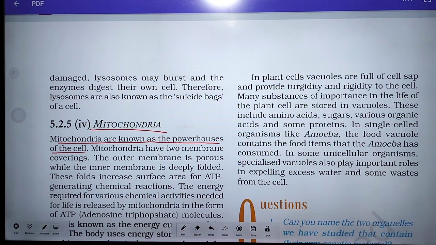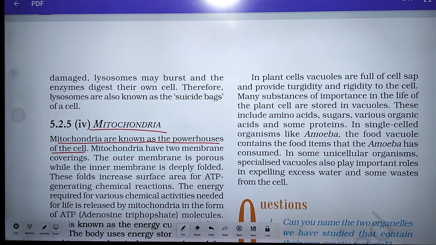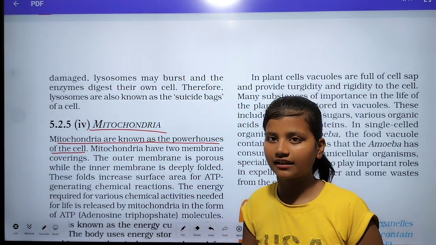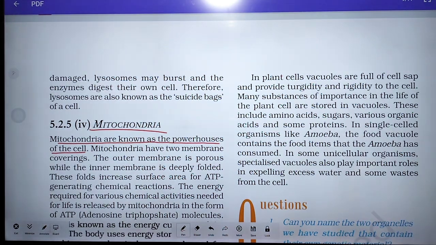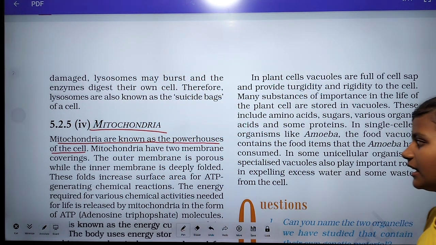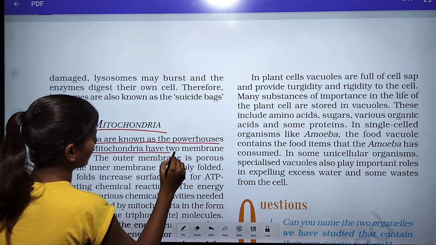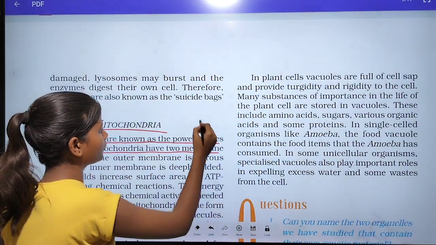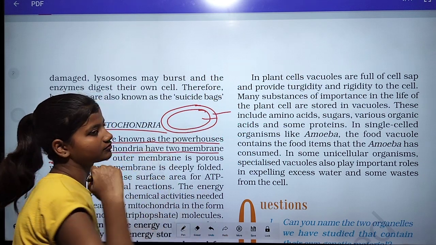In mitochondria there is a cycle present, known as the Krebs cycle, and during this Krebs cycle ATP is produced. That's why it is known as the powerhouse of the cell. Mitochondria have two membrane coverings. It means mitochondria have a double membrane. This one is the outer and this one is the inner membrane.